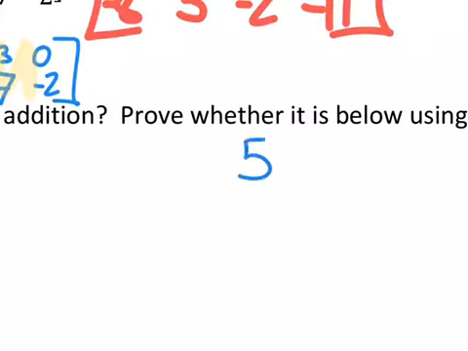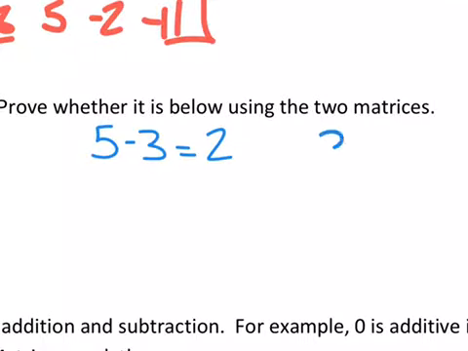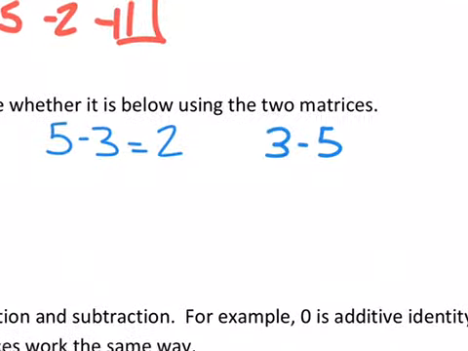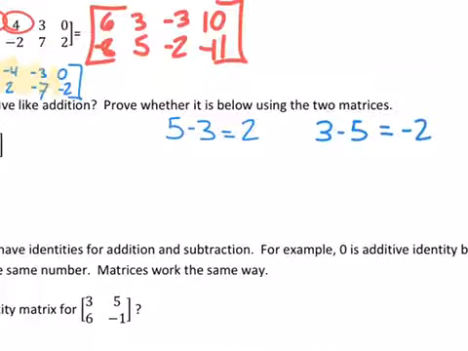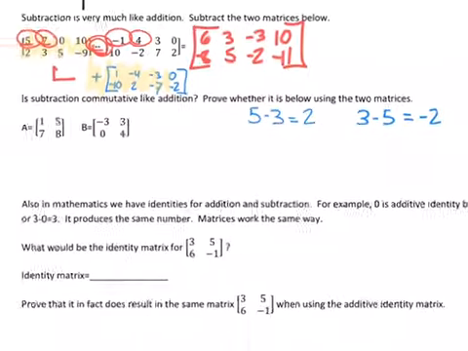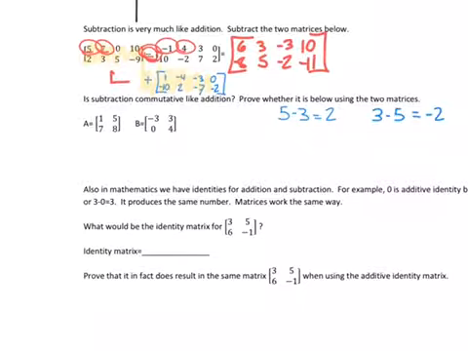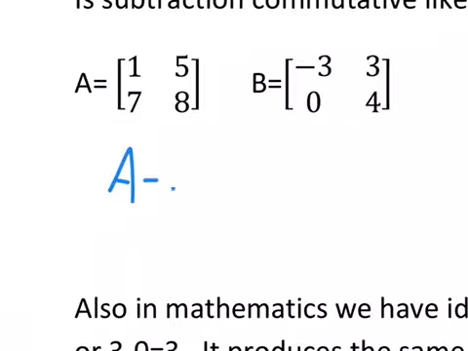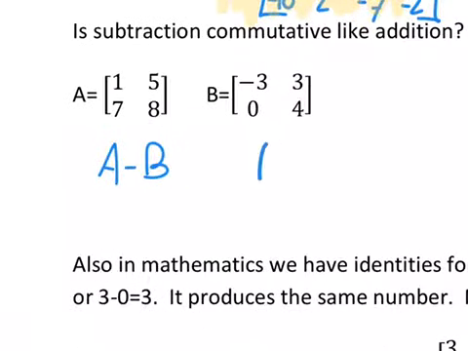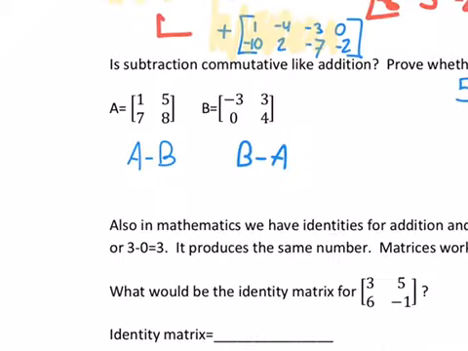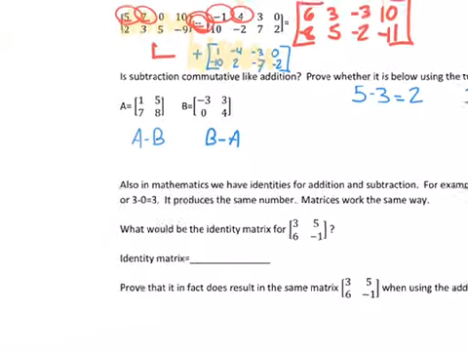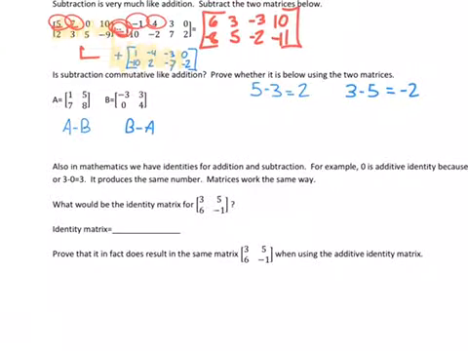Now do keep in mind that regular numbers with subtraction are not commutative. For example, 5 minus 3 is 2. If I reverse those orders, 3 minus 5, negative 2. So subtraction is not commutative. You could try it with this and say, what happens when I do matrix A minus matrix B? What happens when I do matrix B minus matrix A?